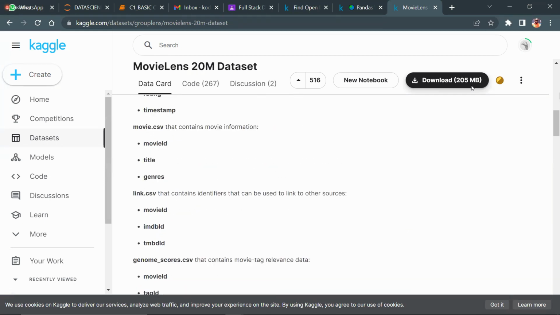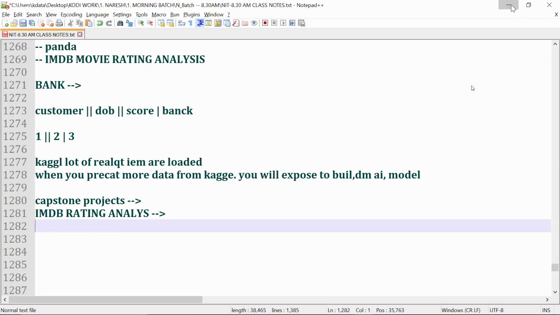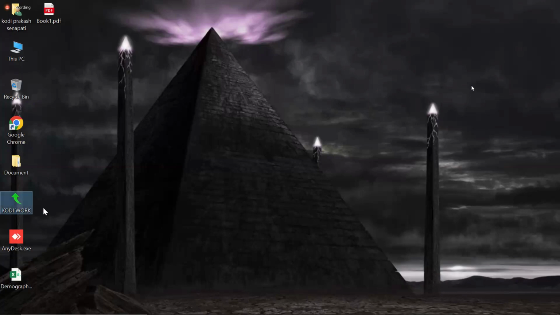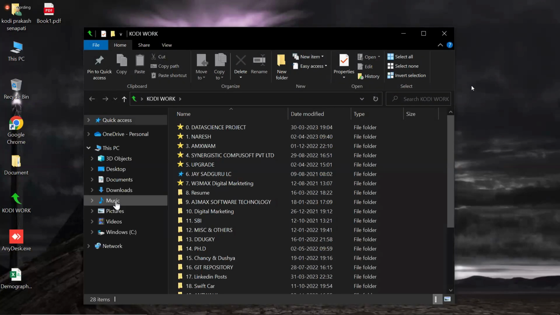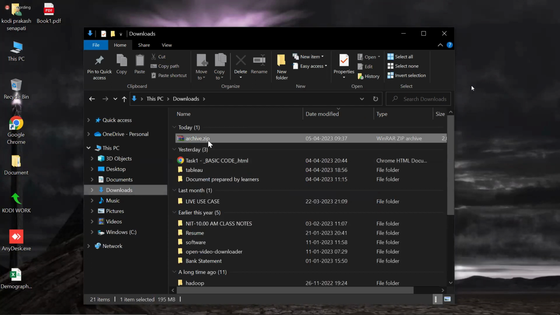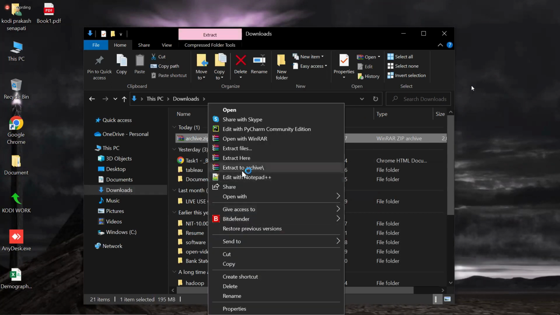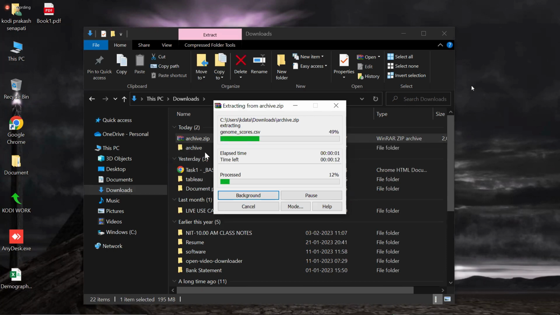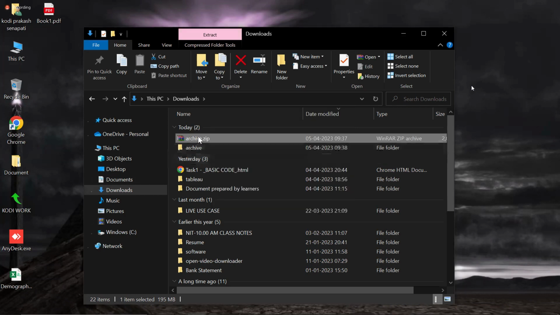6 CSV files we have. Now I download the data. Let's minimize. Let's go back to the downloads file, right click, extract to archive. Similarly, every day we learn stats, machine learning, NLP, AI. My management gives some stipulated time, and I will explain slowly. Do you think it's very fast? Then we'll complete. Now let me close this.